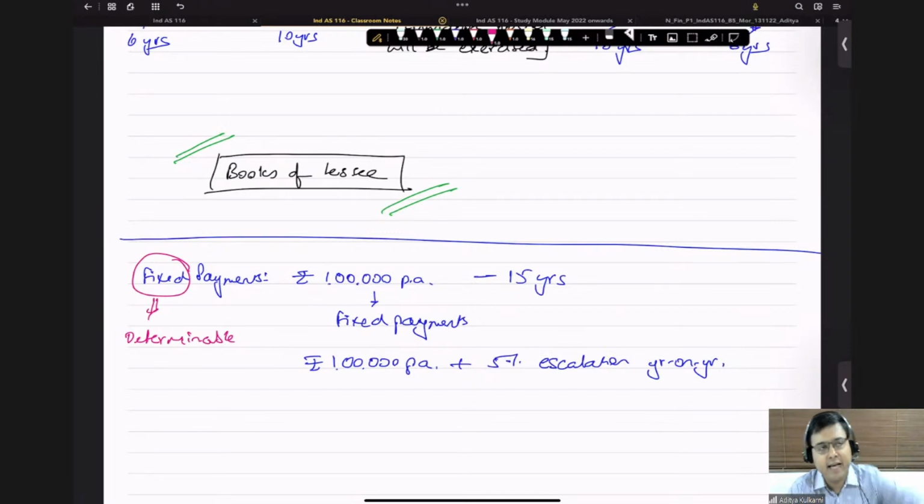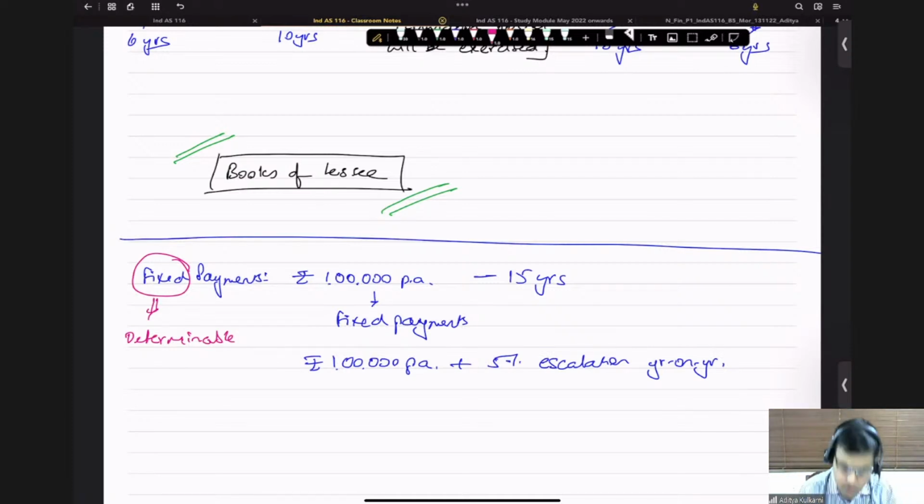Sitting today, I can calculate my lease payments after 15 years. Go on adding 5% every year. That will be my lease payment in the 15th year. So that is the meaning of fixed payments. Fixed ka matlab hota hai determinable sums to be paid. So a 5% escalation does not mean that my payments have become variable. No, payments are fixed only. The 5% escalation is a part of your lease contract. It means you can calculate the lease payments easily.